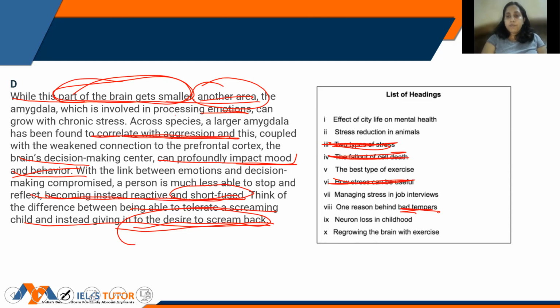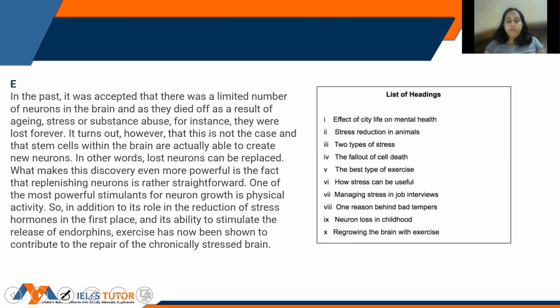Right? So yes, ma'am, find bad tempers. What is the one reason? This another area, amygdala, which processes the emotion. A larger amygdala has been found to correlate with aggression. So this is one reason for aggression, for bad tempers. Okay. Yes, ma'am. Key paragraph.